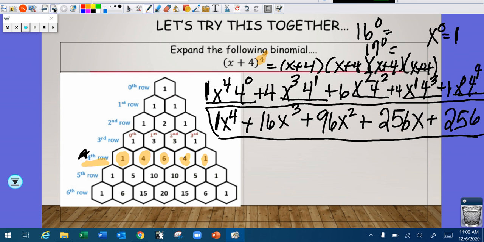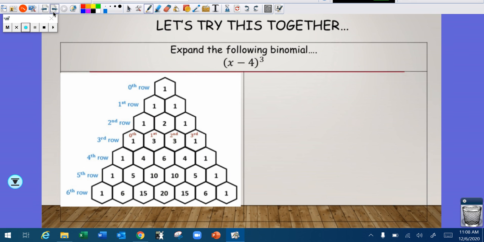Alright, let's go to this one where we do the 3rd power. Now here, I'm going to look and see. This is telling me to do x minus 4 times x minus 4 times x minus 4. It means to write that 3 times. Now this tells me to look for the exponent row 3. That's right here. So I'm going to write the coefficients out.